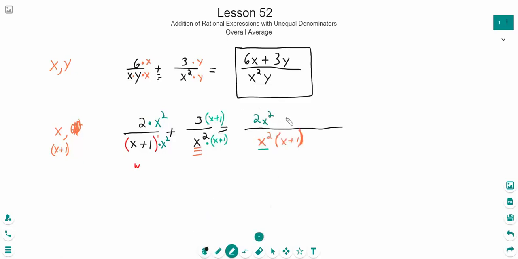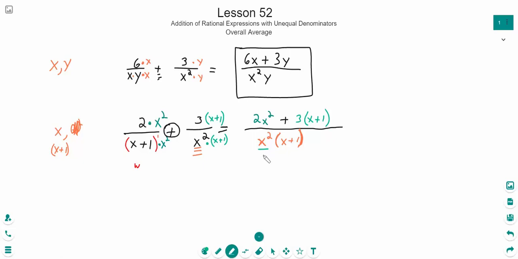So here we have this first term, 2x squared. We're going to add that, because that's what we have here, addition. Add that with our next term, which is actually 3 times x plus 1. All right? And that is actually our solution right there. It's kind of messy. It's not nice to look at, but that's our solution.